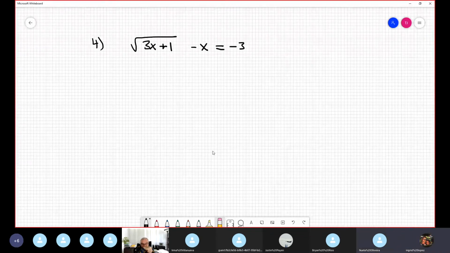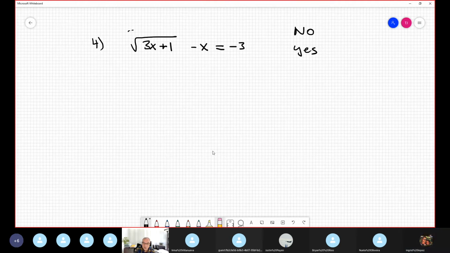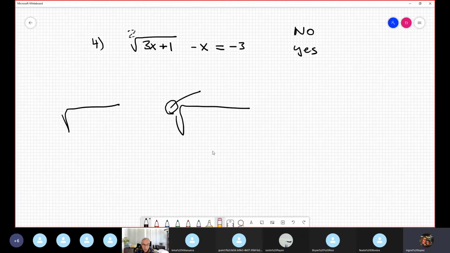What is the number here? What is the invisible number? It's 1. When you write that symbol and you omit this number, by default everyone in the world understands that it is a square root. Okay.